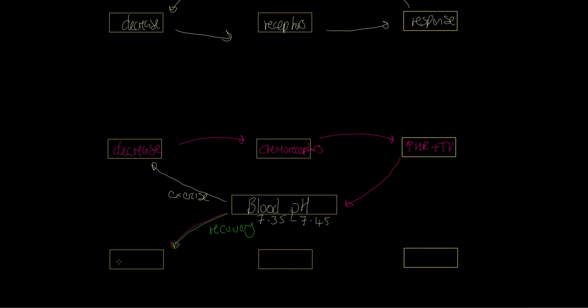Well, now blood pH is going to increase from where it was. Why? Because we are not producing as much lactic acid, not producing as much carbon dioxide. We're going back towards kind of resting levels. So what would happen here?